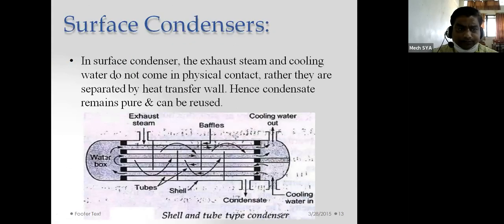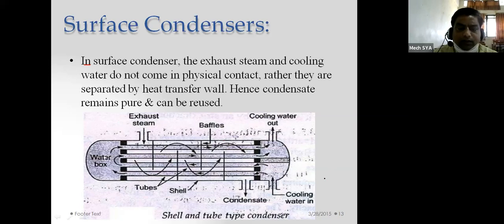Now the surface condensers. So these are the shell and tube type of surface condenser. Figures may be a little bit different because this PPT I got yesterday, having some explanation. I'm uploading it on our WhatsApp group today only. So in a surface condenser, the exhaust steam and cooling water do not mix physically. They are flowing in pipelines: cooling water is flowing in the pipeline, and around them the steam is flowing.